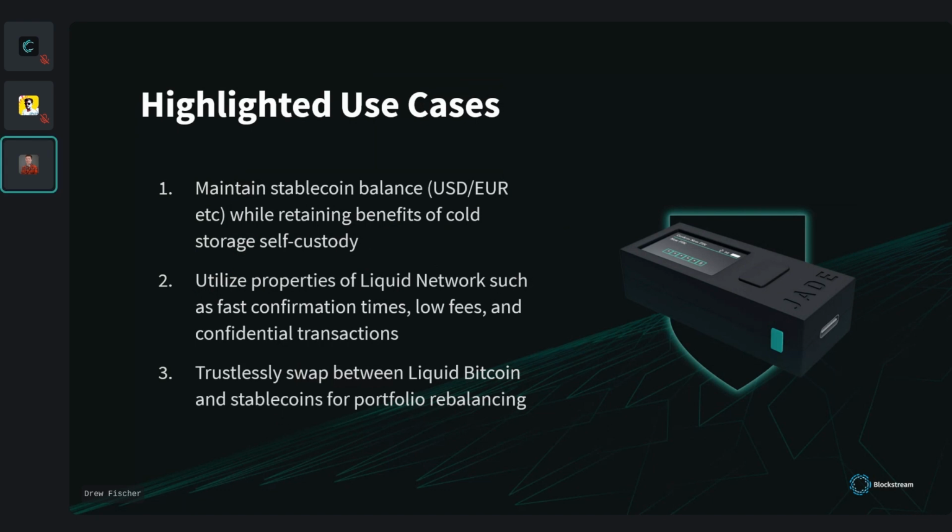So why do we want to do this? Well, if you want to maintain the stablecoin balance of USD or euros while retaining the benefits of cold storage self-custody, you can do this with the liquid assets on Jade. You can also utilize properties of the Liquid Network such as fast confirmation times, low fees, and confidential transactions. Also, you can trustlessly swap between liquid Bitcoin and stablecoins for portfolio rebalancing. No trading, no nonsense you have to deal with on exchanges. All you need is SideSwap.